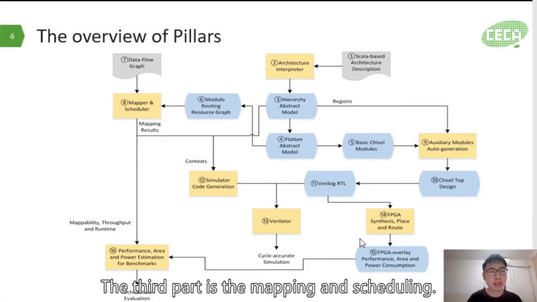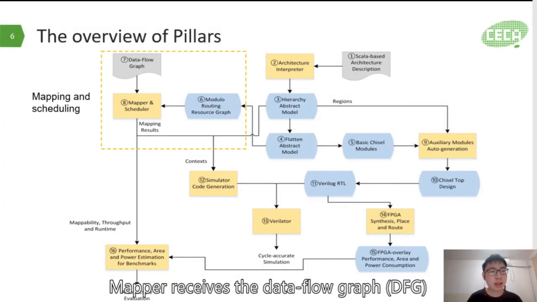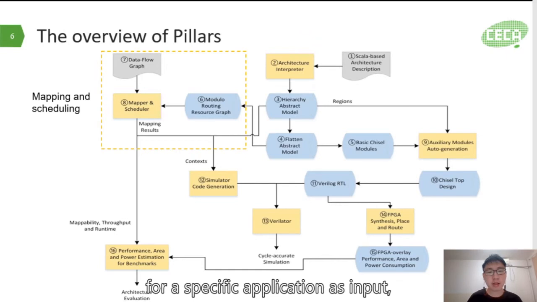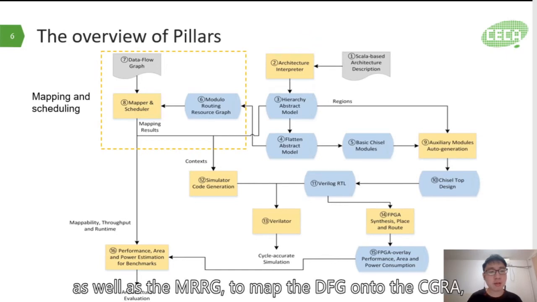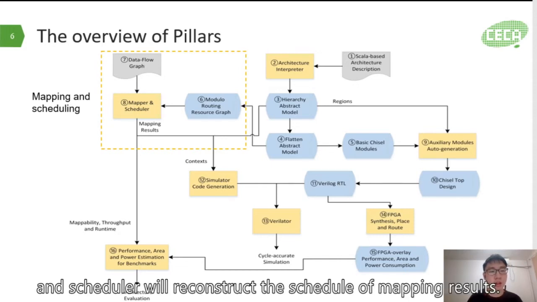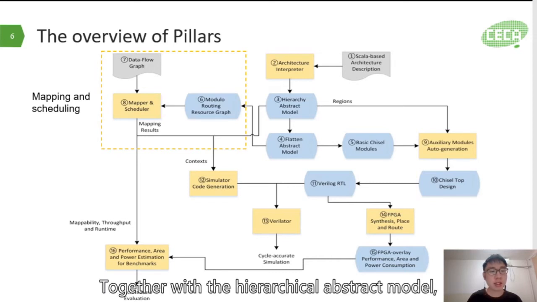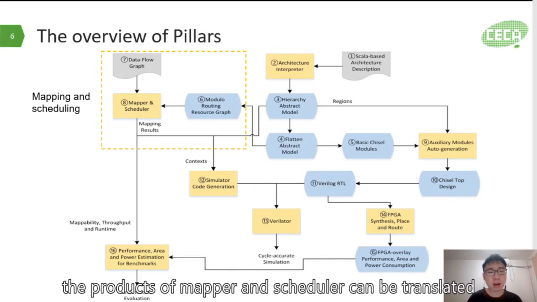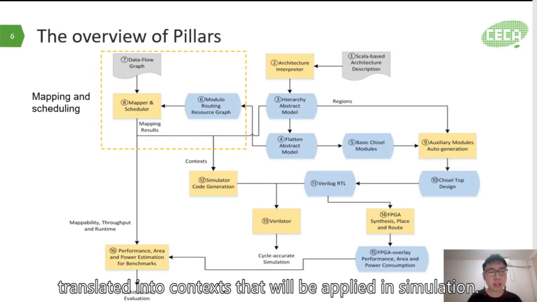The third part is the mapping and scheduling. The mapper receives the data flow graph (DFG) for a specific application as input, as well as the MRRG, to map the DFG onto the CGRA. And the scheduler will reconstruct the schedule of mapping results. Together with the hierarchical abstract model, the products of the mapper and the scheduler can be translated into context that will be applied in simulation.